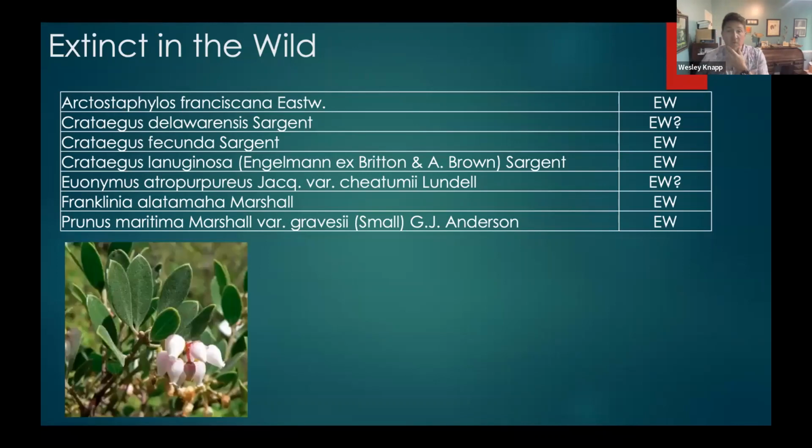A poster child for me in learning about extinct in the wild here was this Arctostaphylos franciscana. This poses a real difficult challenge. So the definition we're using for this work is no naturally occurring populations, because the story here is that this plant, Arctostaphylos franciscana, was thought to be extinct and rediscovered in 2007 or 2008.